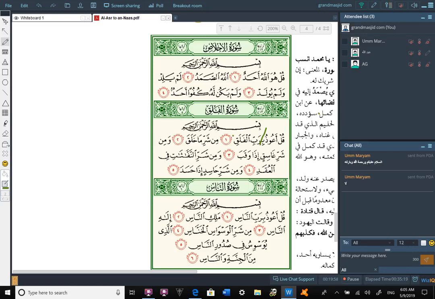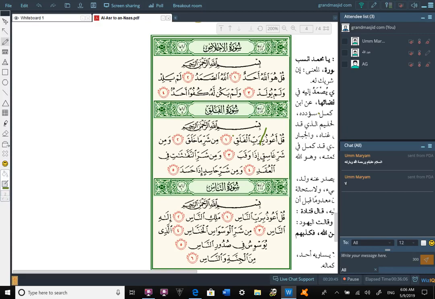Wa min, and from. Wa again is harf atf, min is a preposition, harf jar, mabni ala sukun, and the noun after is going to be majroor. Sharri again with the kasra. Ghasiqin idha waqab. Wa min sharri ghasiqin, from the evil of ghasiq. Ghasiq is from ghain, sin, qaf, and means the dusk, the time right before the night is complete and full. Basically around Maghrib time, the dusk.